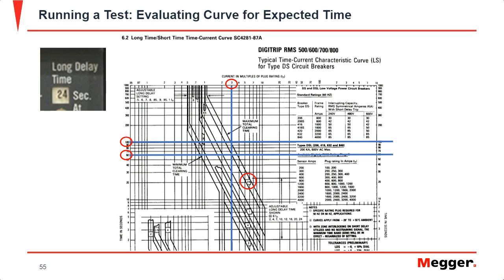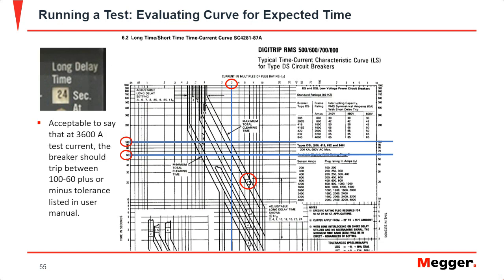So you see here, we mark the intersecting points and it shows 160 seconds as pictured on the left axis. So now it's acceptable to say that at 3,600 amps test current for the long time setting, the breaker should trip between 160 seconds plus or minus whatever the tolerance is, which you can find in the user manual. And that's how you would read the curve.